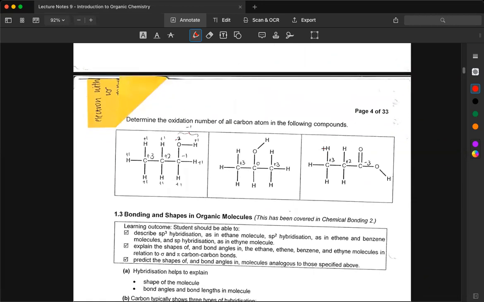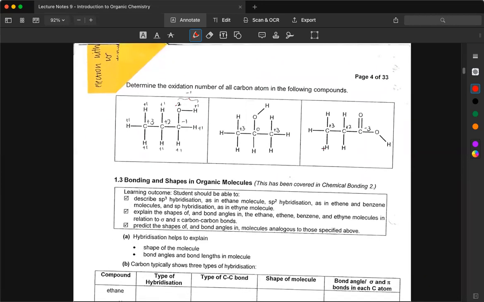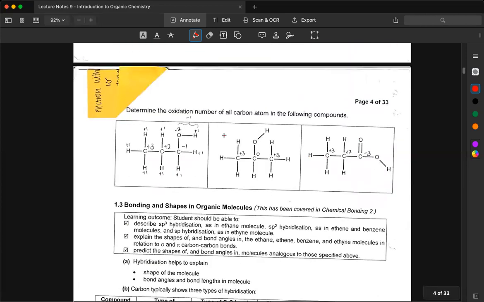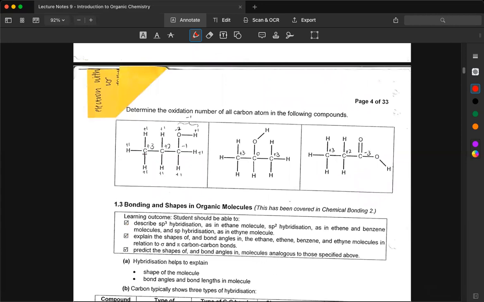Determine the oxidation number of all the carbon atoms in the following compounds. Okay? So for this one, let's look at it one by one. The carbon here on the left-hand side, okay, here to here, you consider 0 because same atom. Then here, you put +1, +1, +1. So this one will be -3.